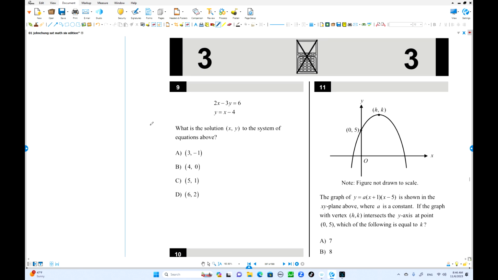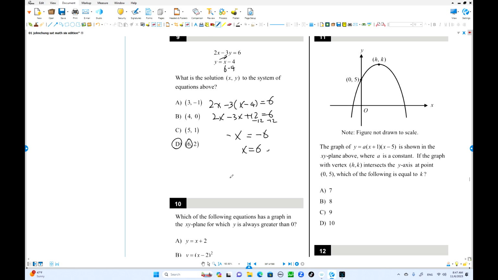Right, here is number 9. 2x minus 3y equals 6. y equals x minus 4. What is the value of x and y, which is the solution? Okay, you can substitute over here. 2x minus 3 times (x minus 4) equals 6. So this is 2x minus 3x plus 12 equals 6. It's okay? So negative x equals, actually how much? Negative 6, right? Minus 12, minus 12. So x equals 6. This one has only x coordinate 6. Okay? So if you want to continue to find the y, 6 minus 4 is 2, right? Okay. So this is the answer.